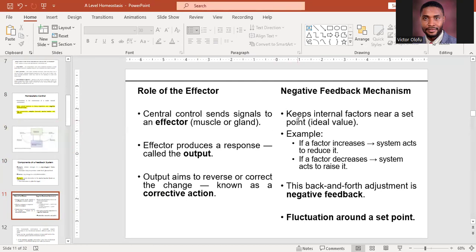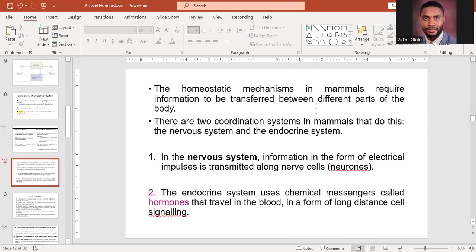Now, the negative feedback mechanism tends to keep our internal factor near a set point, which is an ideal point. Let's use temperature. Negative feedback mechanism tends to keep our temperature at 37 degrees, which is the ideal value for human temperature. So if a factor increases, the negative feedback mechanism acts to reduce it. If a factor decreases, the negative feedback mechanism acts to increase that factor. This is a negative feedback mechanism. In all, it keeps fluctuation around a set point. That is the idea behind the negative feedback mechanism.